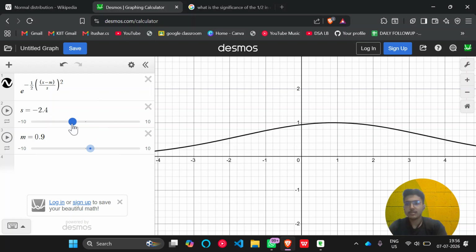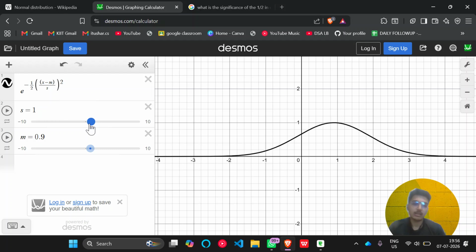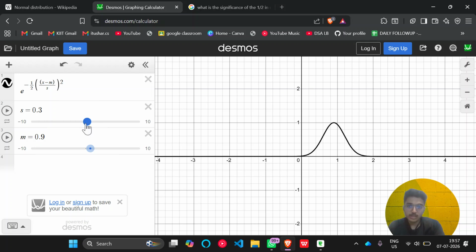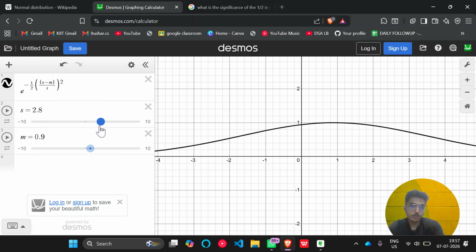And negative doesn't make any sense because the standard deviation is nothing but the square root of the average of squared distances of every point from the mean, and that's variance, and then you square root that to get the standard deviation. So that would never be negative. Let's ignore it. If I go to 0.3 and 0.2, it becomes more and more spiky, and if I increase it, it becomes more and more flat.